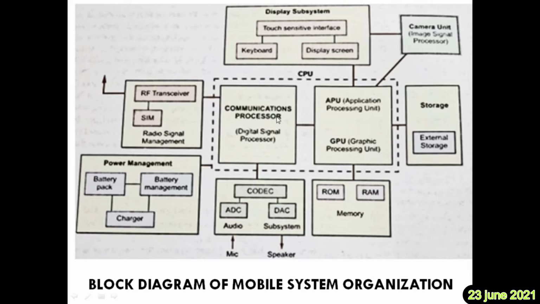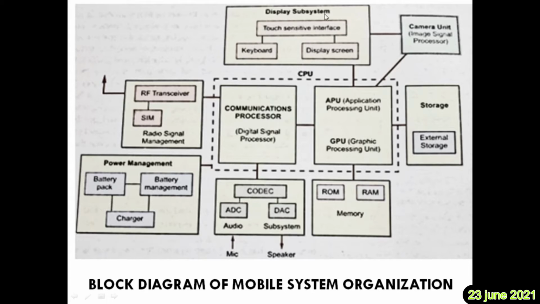Similarly, this CPU also has a communication processor unit and an application processing unit. Of course, it also has a graphic processing unit. All together, the communication processing unit, application processing unit and graphics processing unit are called the central processing unit of the mobile system.